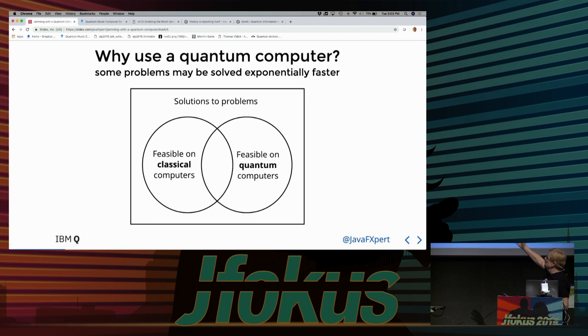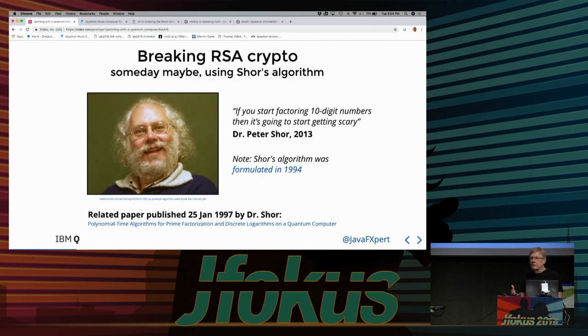I just wanted to explore why we would want to use a quantum computer. Well, there are problems that can only be solved on quantum computers. Out of the whole problem space, there are some that are feasible on classical computers, and some that will never be feasible on classical computers. They would take thousands of years to run because there are just too many possibilities to run through them classically. There's an intersection between those two. There are some problems that are feasible both on classical and quantum computers. But for some problems, you just want to be able to run them exponentially faster. And so that's why quantum computing is a really good avenue to explore.